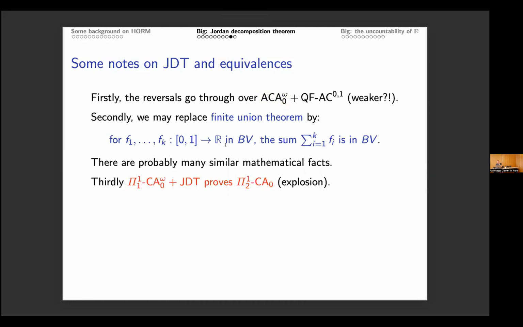What is nice? Pi^1_1 comprehension, omega, so the Suslin functional. Again, I would write that on the flip chart. So this system is Pi^1_3 conservative over Pi^1_1 comprehension. If you add the Jordan decomposition theorem for the unit interval, boom, you can prove Pi^1_2 comprehension. It's an explosion, we call that.